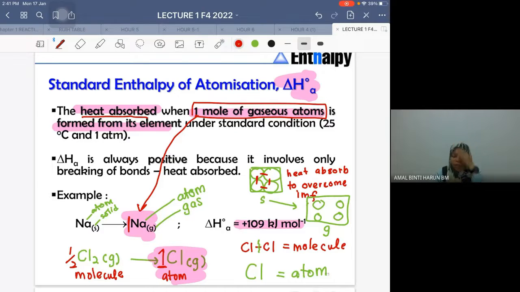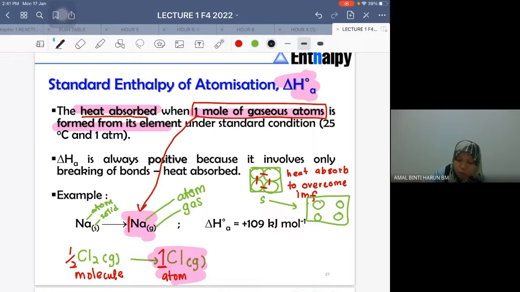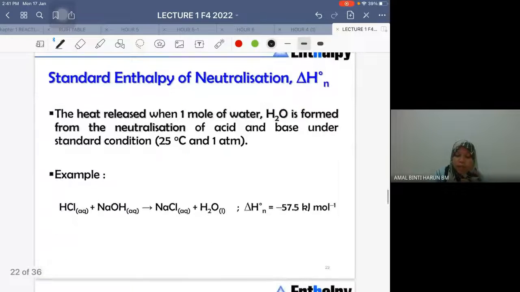Okay. Right. And then delta H, mesti letak delta H. Tak ada tempat dah. Okay, apa benda tadi? Delta H atomization untuk ni sign dia positif sebab always absorb. Positif 1, 2, 3 kilojoule per mole. Okay. Habis enthalpy atomization, enthalpy of neutralization is the heat release. Heat release. Nampak?